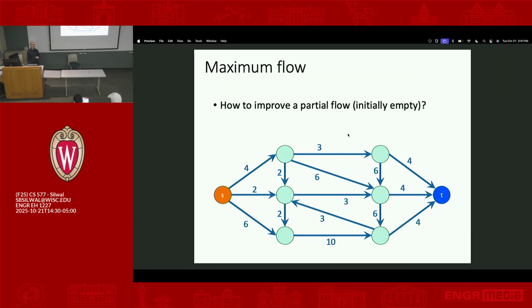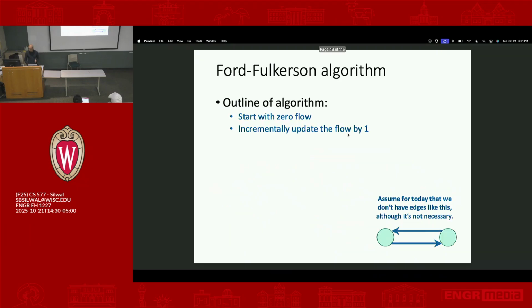Like I said, how do we improve our partial flow? Well, let's just try to send one unit of stuff in the beginning. Let's not try to send everything. Let's just send one unit of stuff, and then keep sending more and more from S. At some point we're going to hit the bottleneck, and then we'll be done. So this is the outline of the algorithm.